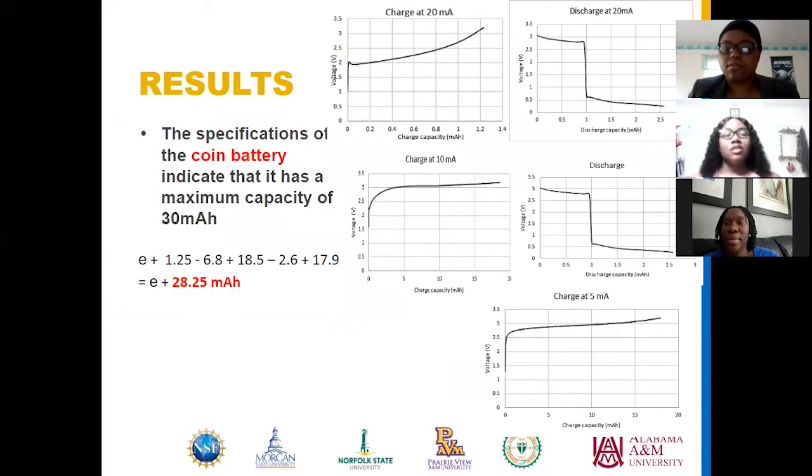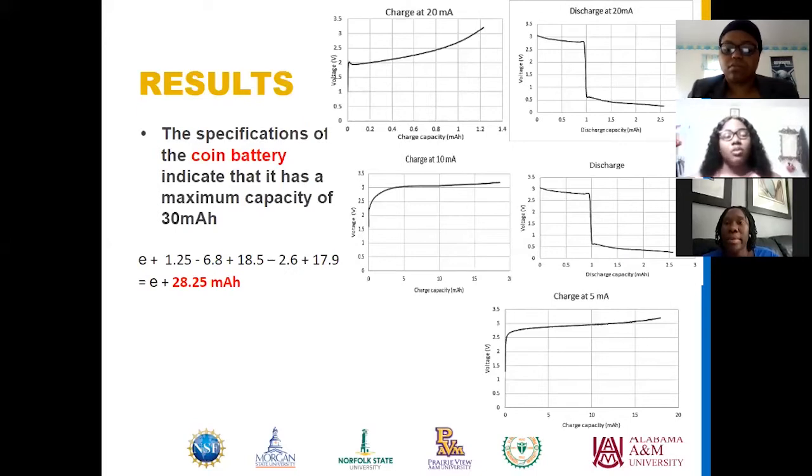This slide shows the results of the coin battery, and the specifications of the coin battery indicate that it has a maximum capacity of 30 milliamp hours. The total charge capacity gotten was 28.25 milliamp hours. We had an initial charge capacity of E, which we don't know about.